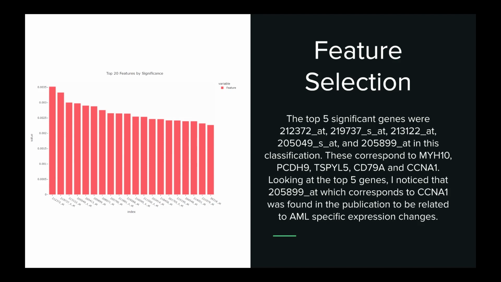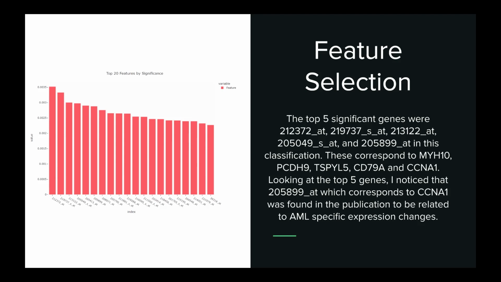TSPYL5 is involved in modulation of cell growth and in regulation of P53, which is a very crucial tumor suppressor gene. So I thought that was also pretty fascinating. CD79A is a protein coding gene involved in B lymphocyte antigen receptors, which is important in the immune system response and has also been found to be upregulated in cancer patients. And then finally, CCNA1 encodes cyclins that are important for cell cycle regulation. They're really crucial for that, and it's something that gets dysregulated in cancer.